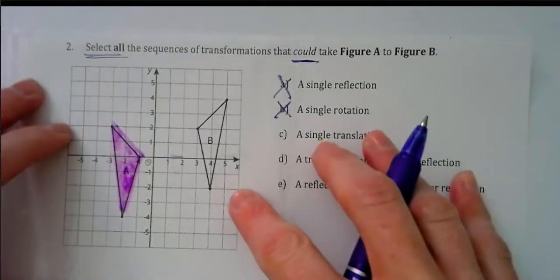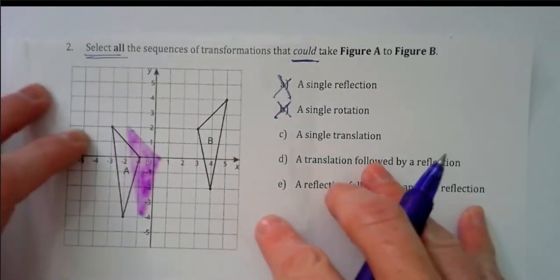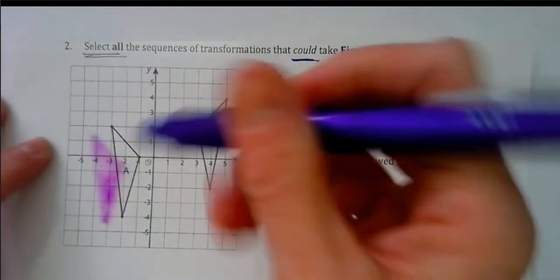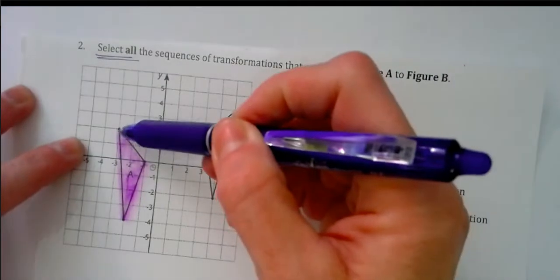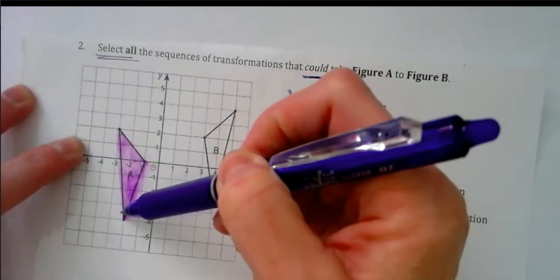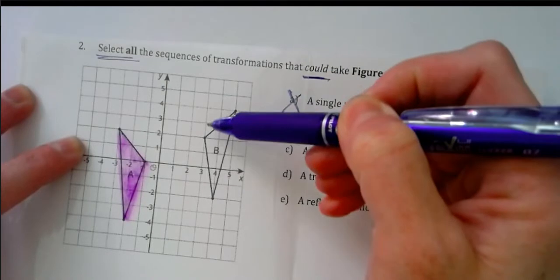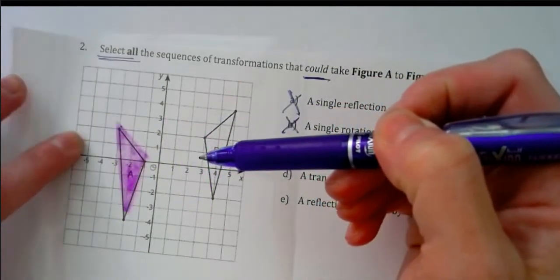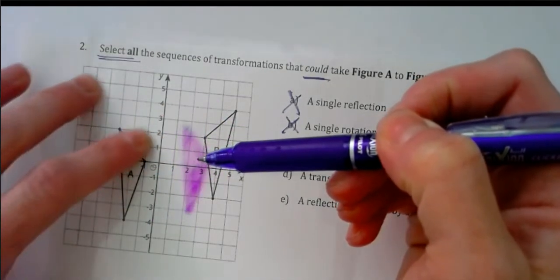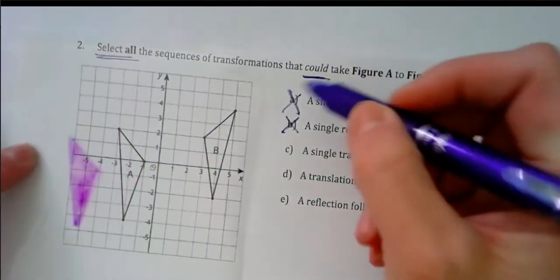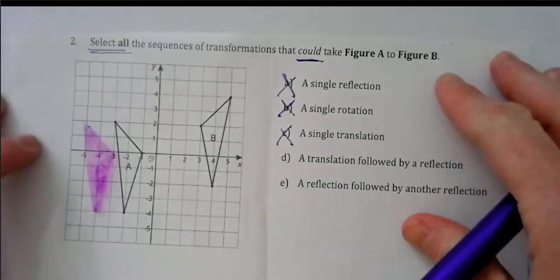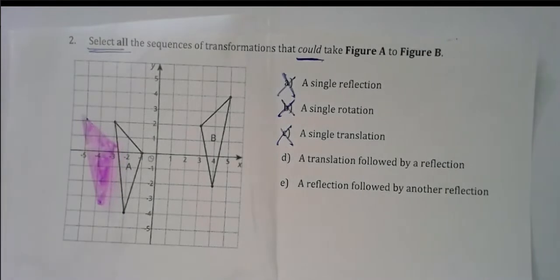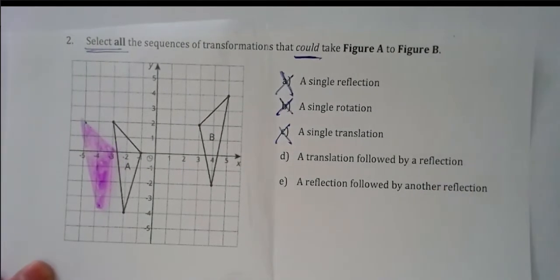For a single translation, my shape just slides, it moves. So if you see how this longest side is on the left, with my image, the long side would have to be on the left because I'm just sliding. So that would never match up either. So there are no single transformations that will get me from A to B. It has to be more than one. So let's see what options they give us here.